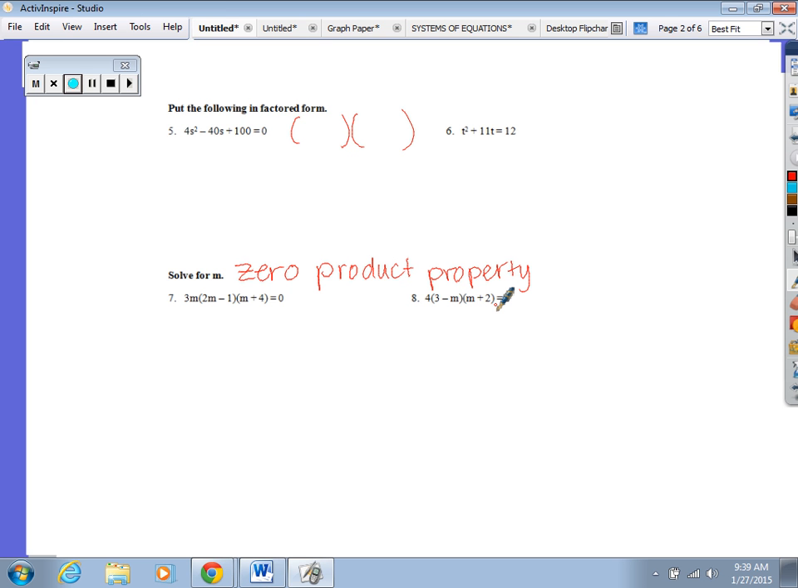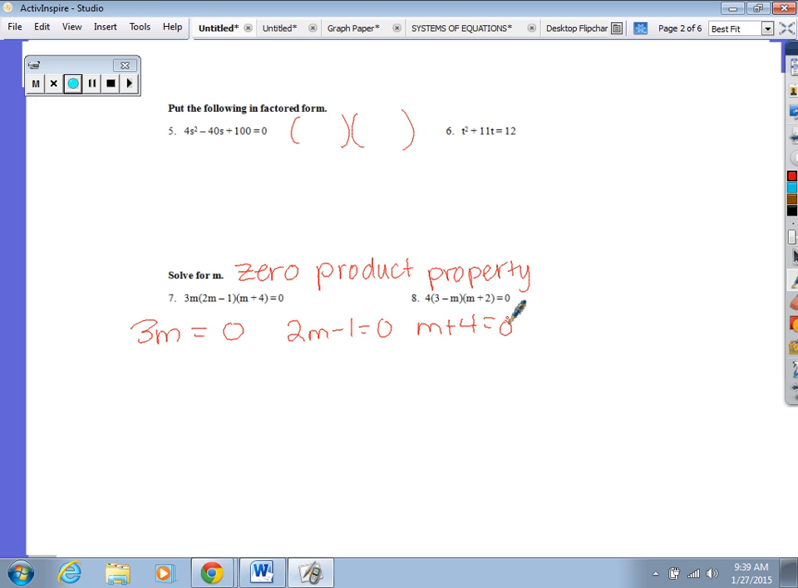Those are the terms. So does this piece have a variable? Yep, so 3m equals 0. Does this parentheses have a variable? Yes, so 2m minus 1 equals 0. Does this have a variable? Yep, so m plus 4 equals 0.